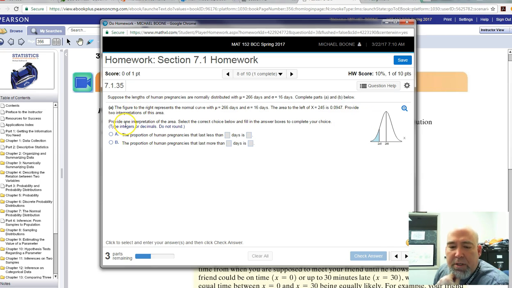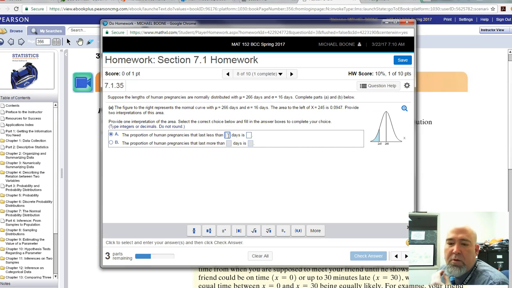So provide one interpretation of the area. Select the correct choice and fill in the blank. So the proportion of human pregnancies that last less than, and we could go ahead and say 245 days, the proportion is that value, 0.0947. Now, we also could say that the proportion of pregnancies that last more than 245 days is 1 minus that. That would be another interpretation. One is that it's 9% to the left or 91% to the right. So different ways that you can look at that.